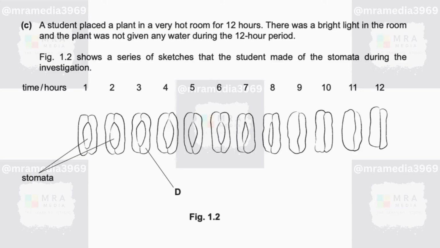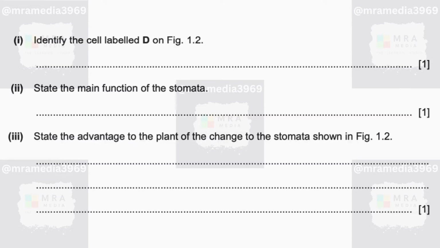Next, let's have a look at part C. A student placed a plant in a very hot room for 12 hours. There was a bright light in the room and the plant was not given any water during the 12-hour period. Figure 1.2 shows a series of sketches that the student made of the stomata during the investigation. So identify the cell labeled D. That's clearly the guard cell.